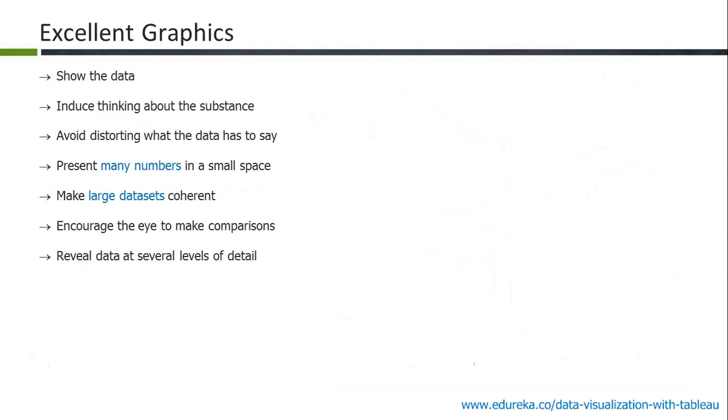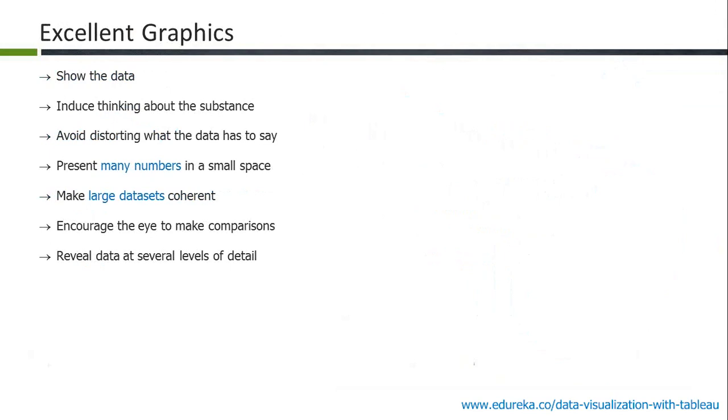It helps you induce thinking about the substance, since when you make a graph, it will tell you about trends, it will tell you about highs and lows of the data points, it will tell you about cross-sectional, subsectional things, it will also tell you about relationships between a couple of parameters which are not visible to the human eye at one go. You can present many numbers in a small space. So different parameters, different variables, combinations of multiple variables can be presented in a small space. What I mean by small space is a single dashboard.